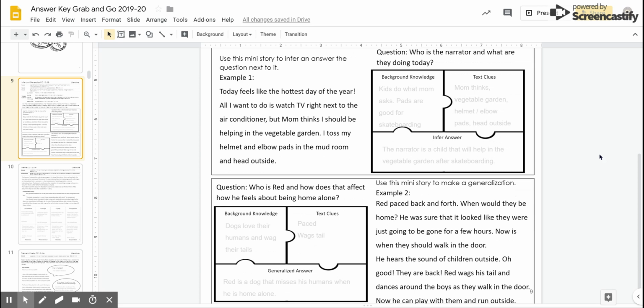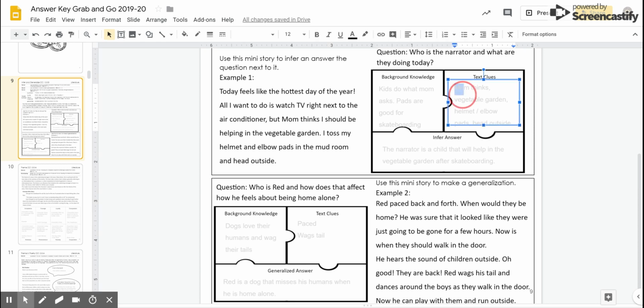So we're going to use this story to infer an answer to the question next to it. So example 1: Today feels like the hottest day of the year. All I want to do is watch TV right next to the air conditioner. But Mom thinks that I should be helping in the vegetable garden. I toss my helmet and elbow pads in the mudroom and head outside. So the question that we need to infer to answer is, who is the narrator and what are they doing today?